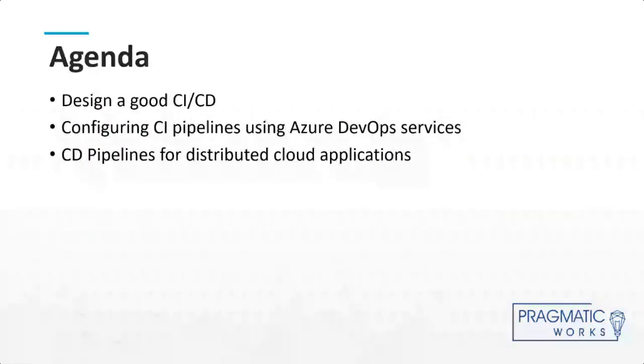Before we go to our agenda, this topic contains my experience of how to implement a good CI/CD for a greenfield project based on distributed cloud applications, and I will try to share my experience with you. First we will have a look at how to design a good CI/CD. Then we will have a look at how to configure CI pipelines using Azure DevOps services, and then we can start looking at continuous delivery pipelines.